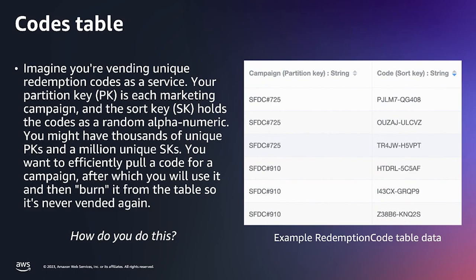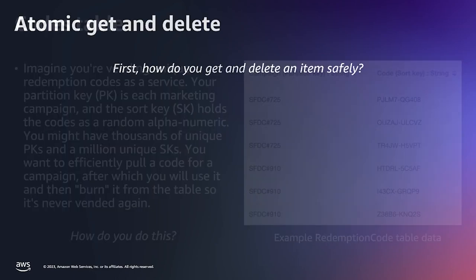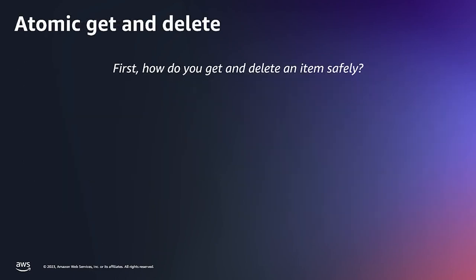You might have thousands of unique partition keys and a million unique sort keys. You want to efficiently pull a code for a campaign, after which we'll use it and then burn it from the table so it's never vended again. Remember, thousands of partition key values, each of which would have thousands or more codes as the sort key. This is an interesting puzzle. I thought this one had a fun set of designs. So how would you do this? First, let's say I give you an item. How do I get it and delete it safely?